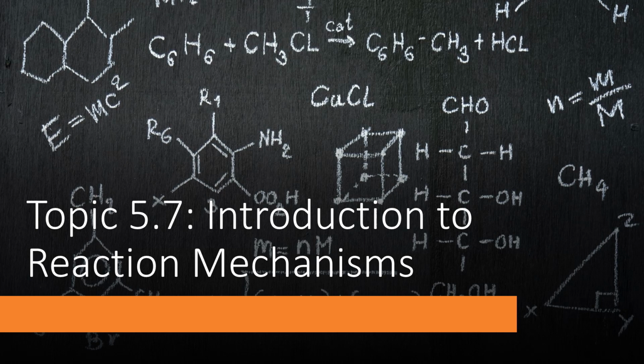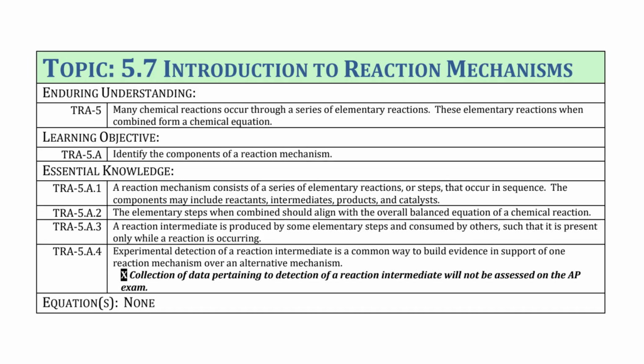Hello, this is AP Chemistry Topic 5.7, Introduction to Reaction Mechanisms. The objective for today is to identify the components of a reaction mechanism, and also you're going to have to be able to obtain overall reactions, recognizing catalysts and intermediates.